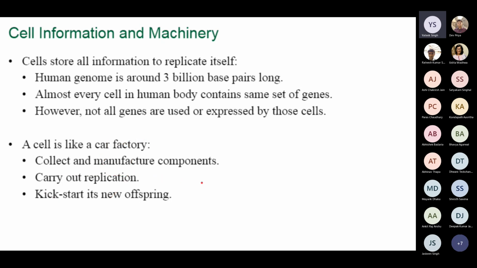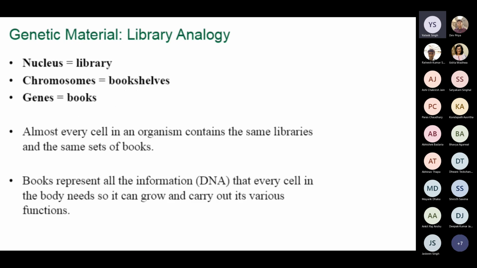It collects and manufactures components. It carries out replication of different components, and then it makes a copy of itself to make another car factory, which is in the form of a new offspring. Okay. So these are certain analogies that you can use to understand how the information is organized.